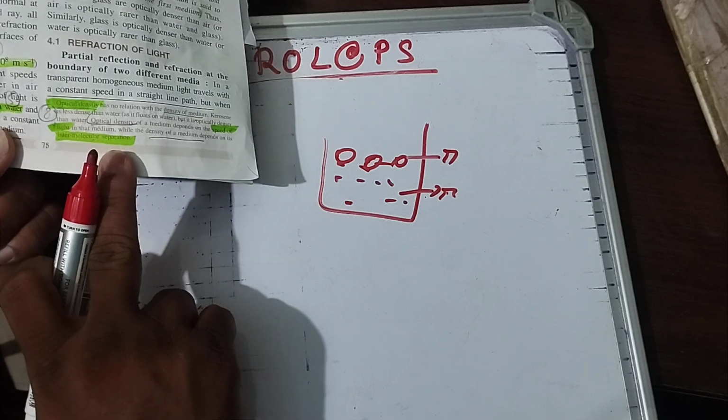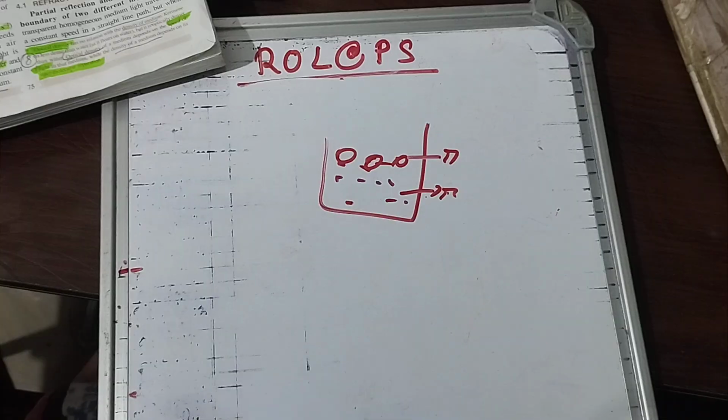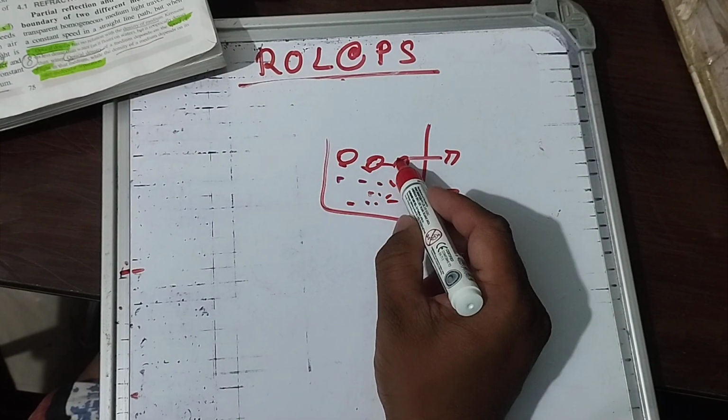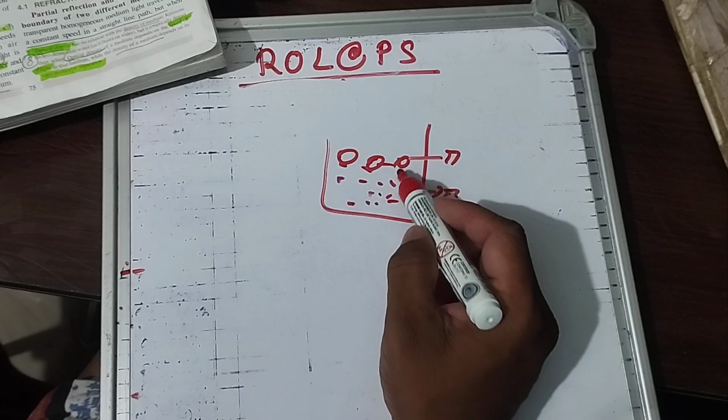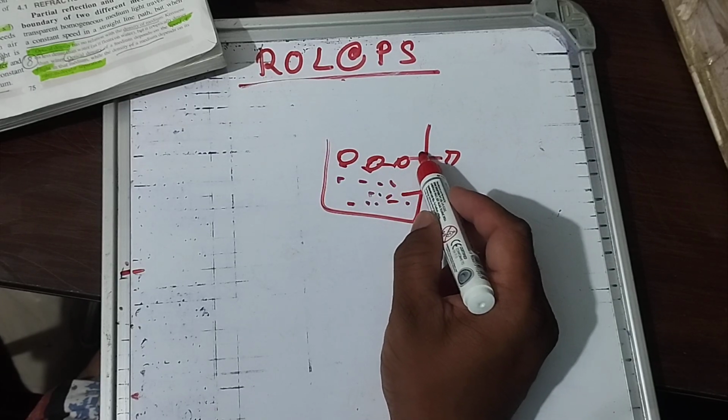Intermolecular separation depends on this. We can say this is one type of density, the physical density. Here the molecules are closer; here the molecules are a little apart compared to the water. So that's why this becomes rarer.